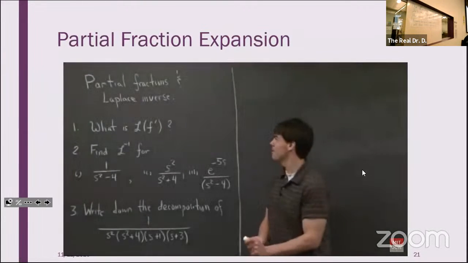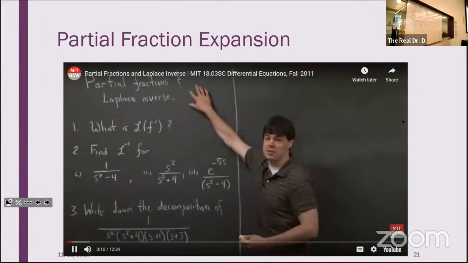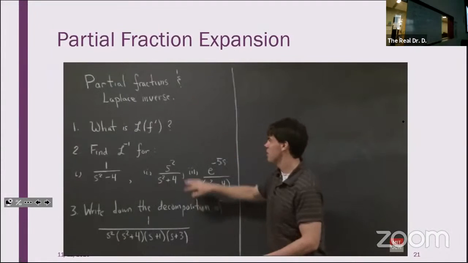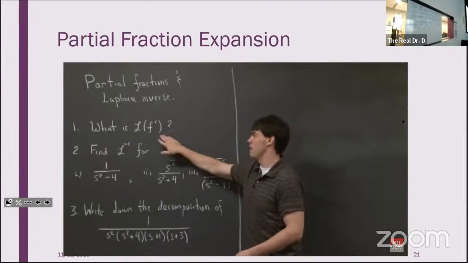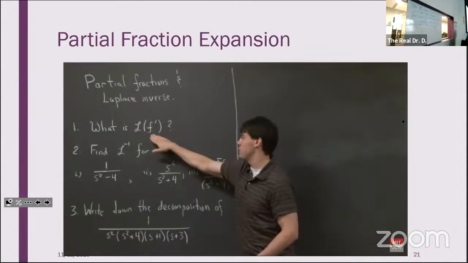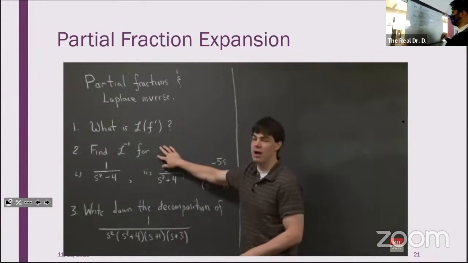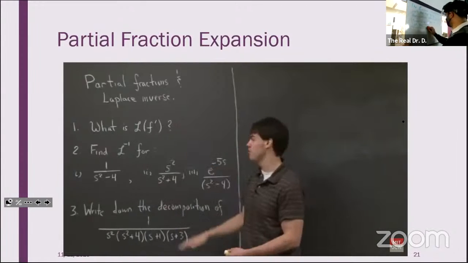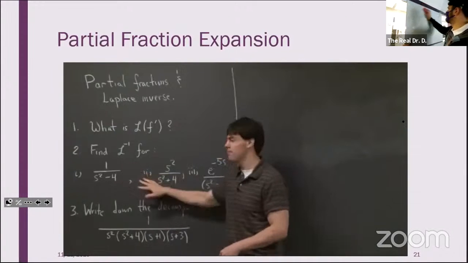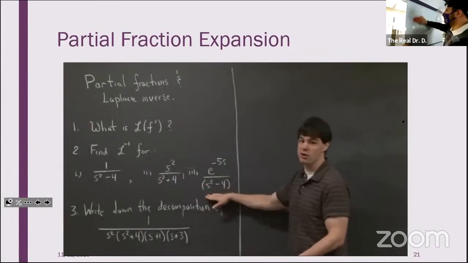Everyone, welcome back. So today we're going to take a look at a problem with partial fractions, and specifically how to use these partial fractions to compute Laplace inverses. As a warm-up, we're asked to recall the formula for the Laplace transform of f prime in terms of the Laplace transform of f. In the second part, we're asked to find the inverse Laplace transform for three different functions. The first one is 1 over s squared minus 4, then s squared divided by s squared plus 4, then e to the minus 5s divided by s squared minus 4.